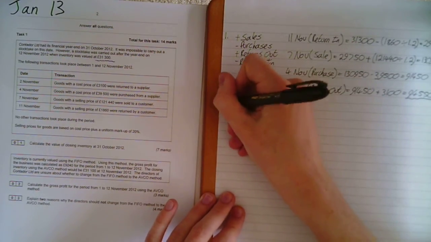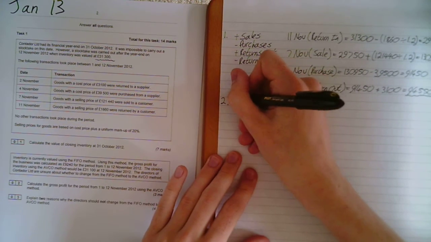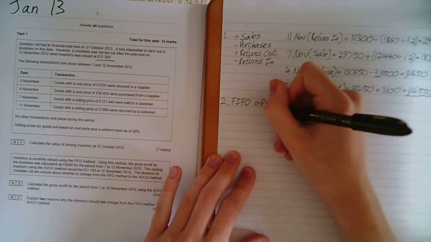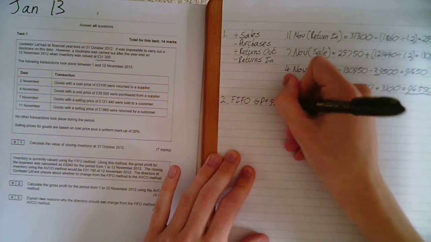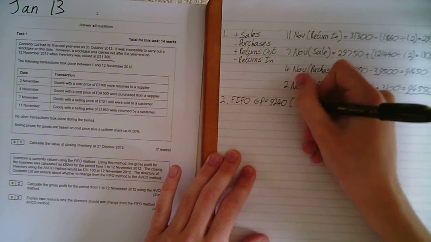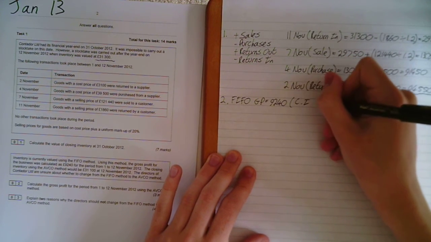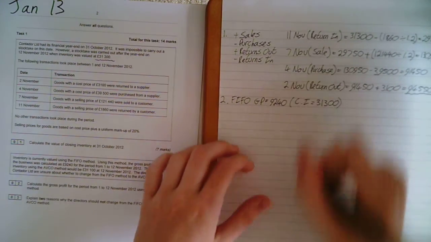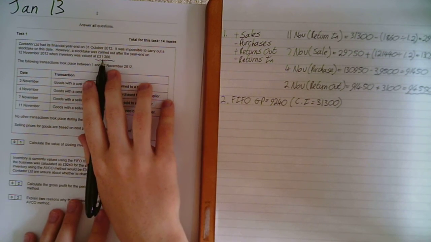So, part 2. Inventory is currently valued using the FIFO method. Using this method, the gross profit for the business was calculated at 9240. So, what information can we put down here? Well, FIFO GP, gross profit, is equal to 9240, and that is when the closing inventory is 31,300. Okay, so I've just lifted that value there.